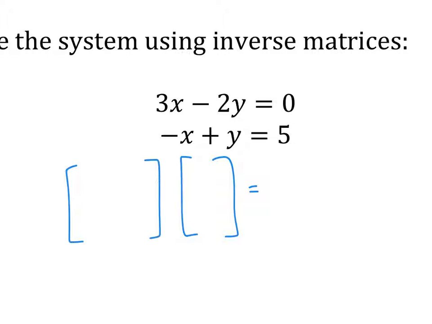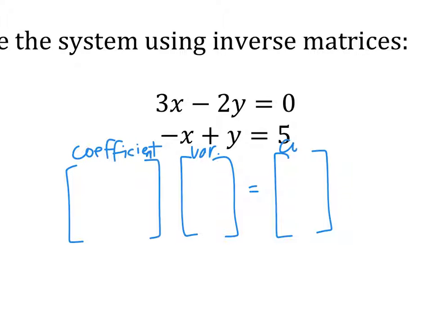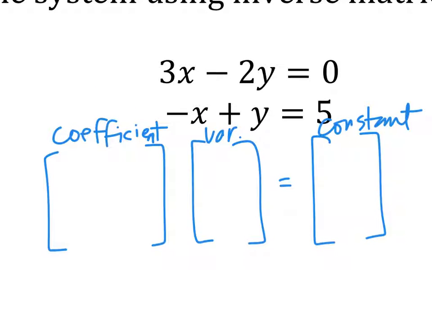It looks like this. We have the coefficient matrix, the variable matrix, and the constant matrix. You guys remember this from last year? All right, so 3x minus 2y equals 0. What's the constant of the xy part? 3 and negative 2. Okay, the variable matrix is just going to be xy. And then the constant is going to be 0.